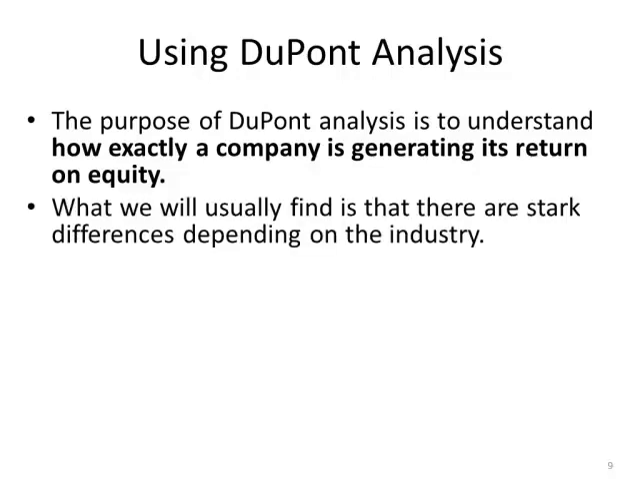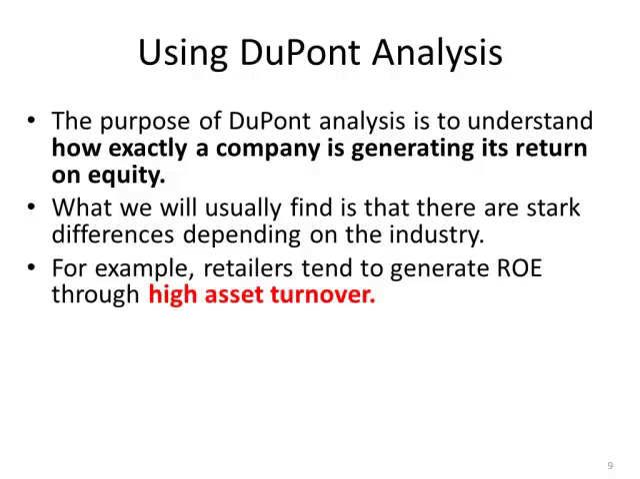One of the points that we alluded to earlier was that we tend to find very stark differences in the different components of the DuPont analysis depending on the industry in question. For example, retailers tend to generate their return on equity through high asset turnover. Right, so that means they make a lot of sales relative to their total asset base, and they generate their return on equity through volume.